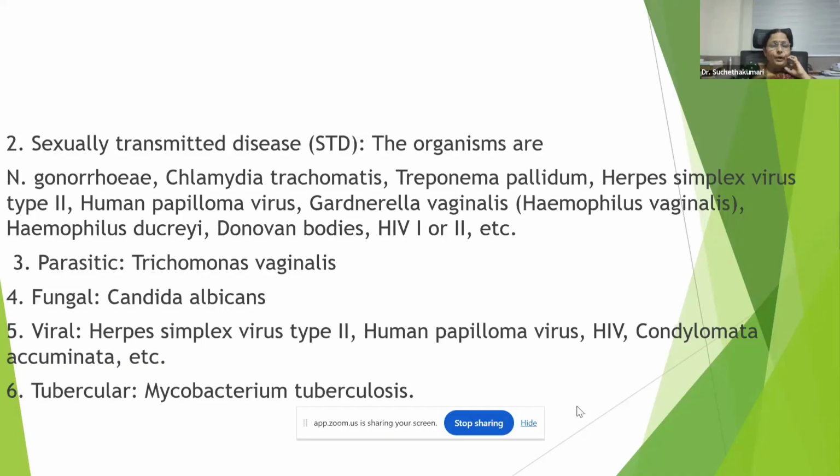The fourth group is the fungal. The most common is Candida albicans, which can be seen in a woman suffering from diabetes mellitus. The fifth group is the viral. In this, the most common are herpes simplex virus type 2, human papilloma virus, HIV 1 and 2, etc. Next, coming to the tubercular, the organism we find is Mycobacterium tuberculosis.